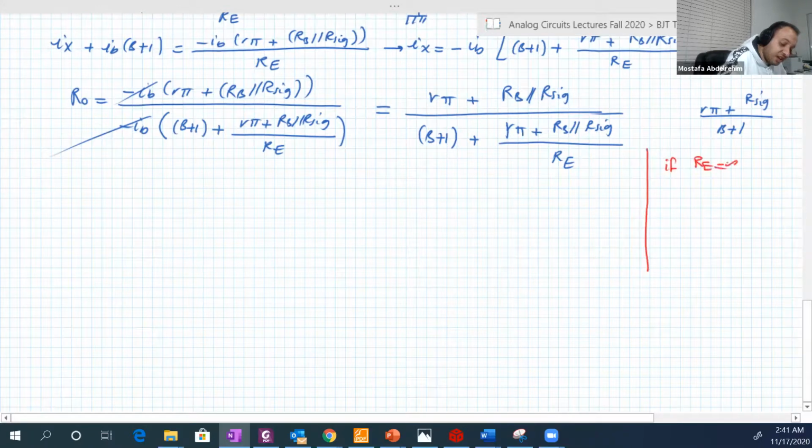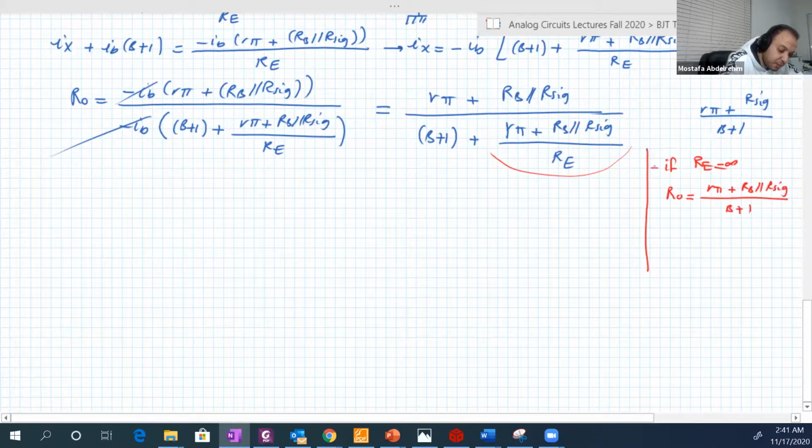If RE is equal to infinity first, what's going to happen? This is easy. If this is infinity, this term here will just go away. So RO will be equal to R_pi plus RB parallel R_signal over beta plus 1.